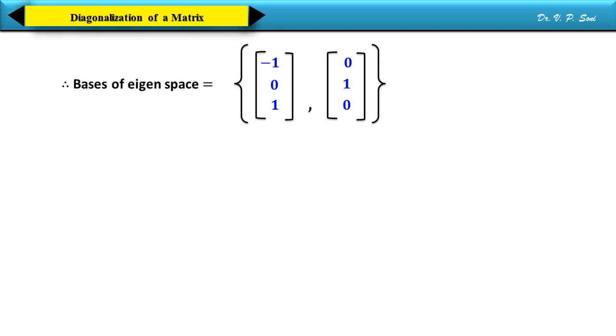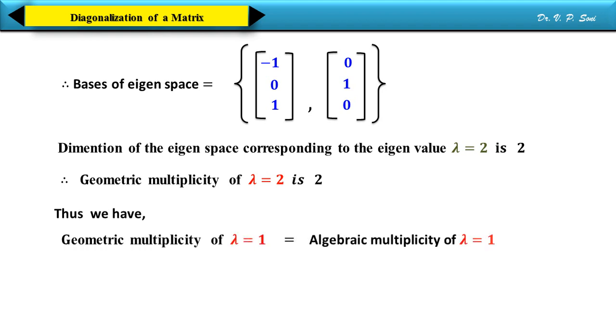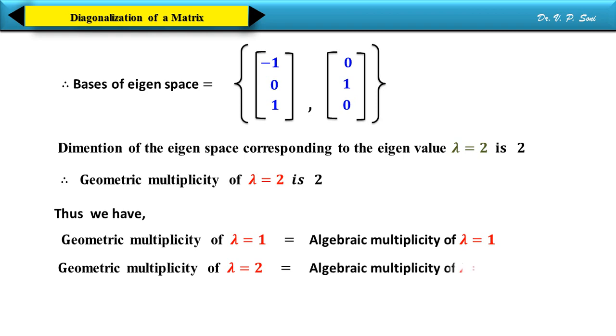Therefore dimension of eigenspace corresponding to eigenvalue lambda equal to 2 is 2. Therefore geometric multiplicity of lambda equal to 2 is 2. Thus we have geometric multiplicity of lambda equal to 1 equal to algebraic multiplicity of lambda equal to 1, and geometric multiplicity of lambda equal to 2 equal to algebraic multiplicity of lambda equal to 2. Therefore A is diagonalizable.